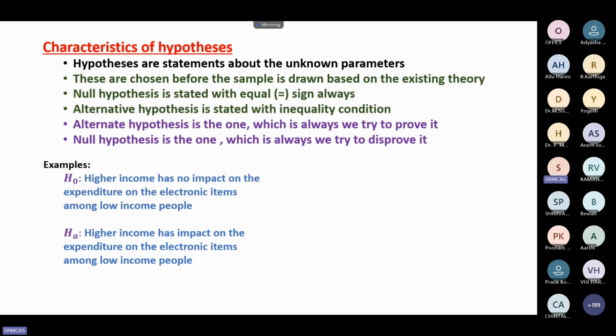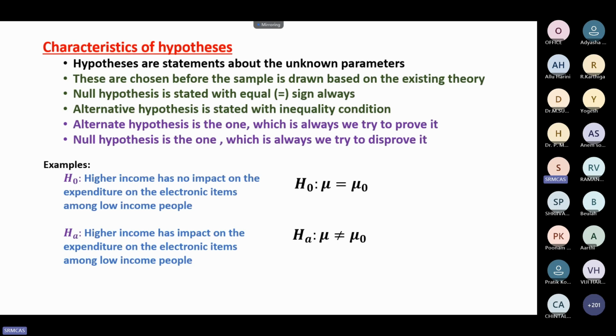For example, the same thing: higher income has no impact on the expenditure on electronic items among low income people. Based on the theory, as income increases, there should be higher expenditure on high value commodities. Based on this theory, we can develop our null hypothesis like this, and an alternative hypothesis which shows there is an impact on luxurious commodities whenever income increases. So both hypotheses can be indicated like this.